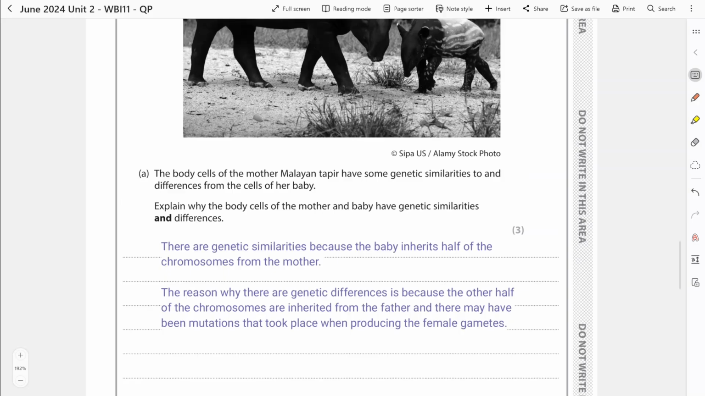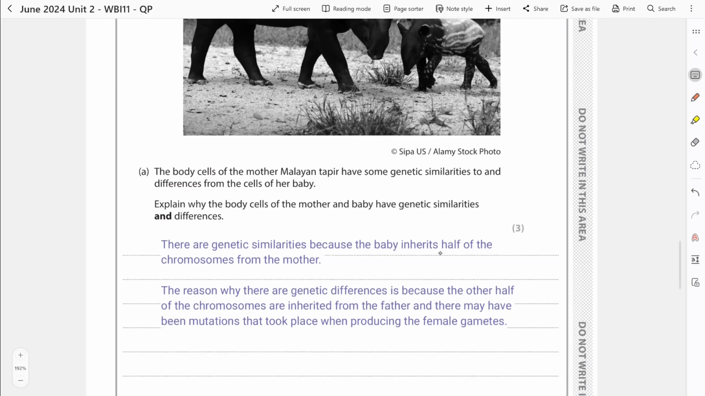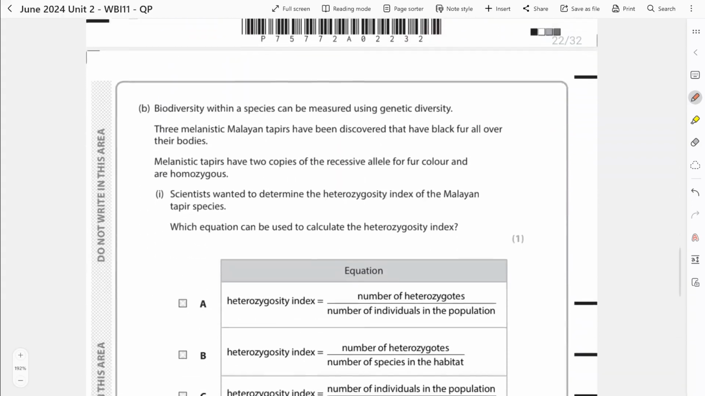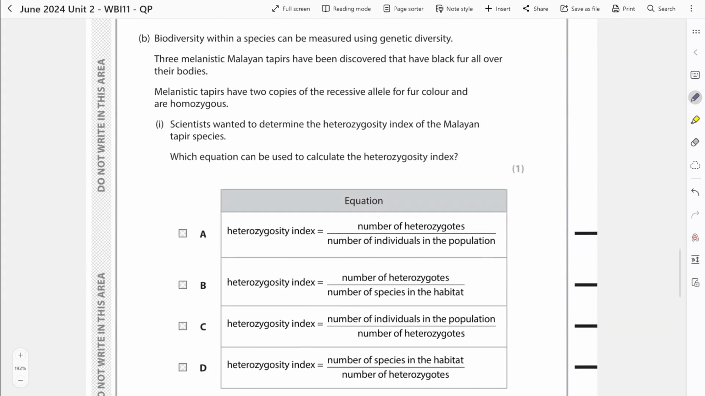So first I talked about the similarities. There are genetic similarities because the baby inherits half of the chromosomes from the mother. So that would be 1 mark. And then I mentioned the reason why there are genetic differences is because the other half of the chromosomes are inherited from the father. And there may have been mutations that took place when producing the female gamete, so the baby might have inherited those mutations. Okay, let's move on to part B.